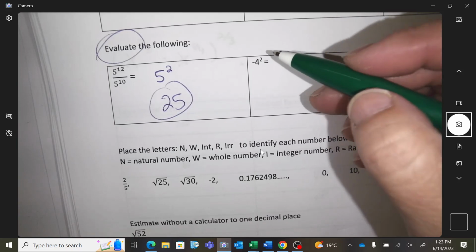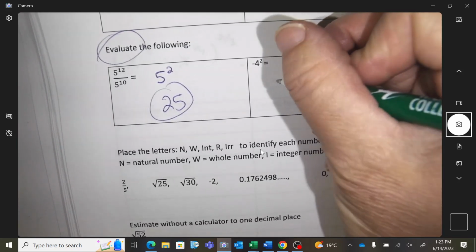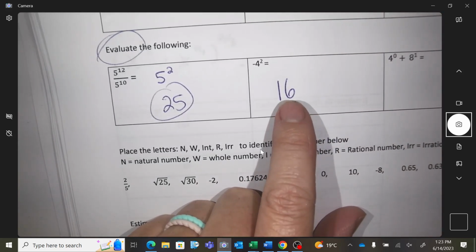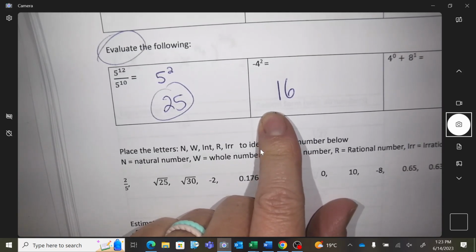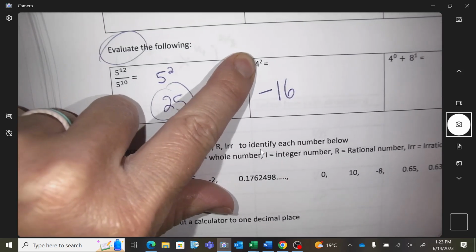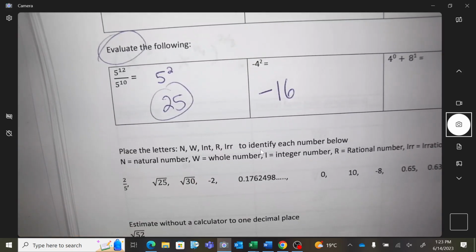Okay, 4 squared. Okay, but this is negative 4 squared. So here's my question. Everybody's probably already with the 16. Is it plus or minus 16? Minus. Because it is doing this. What's 4 squared? 16 times negative 1. That's what it's doing.